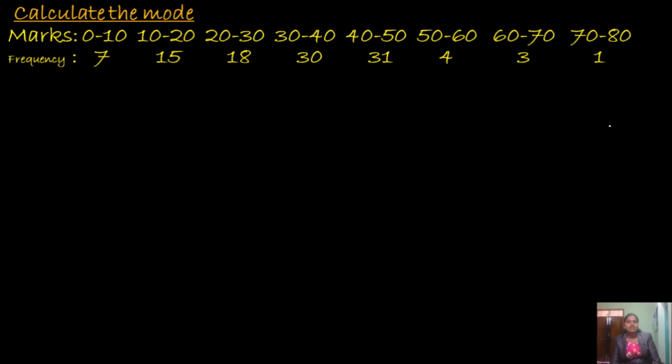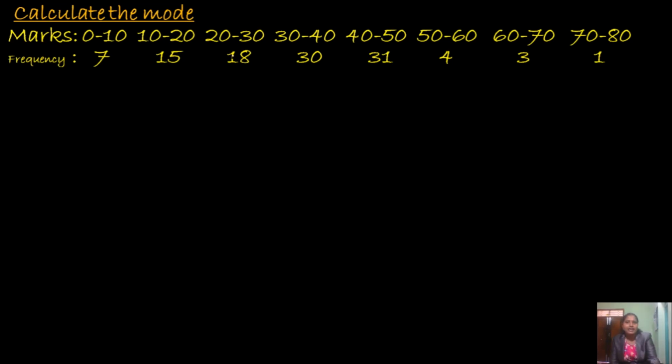Here the marks and frequencies are given. So as usual, we have to check whether the class intervals are in ascending order. Here the class intervals are in ascending order and also continuous. The size or width of the class intervals are all equal. So we have to proceed to calculate as per the procedure.